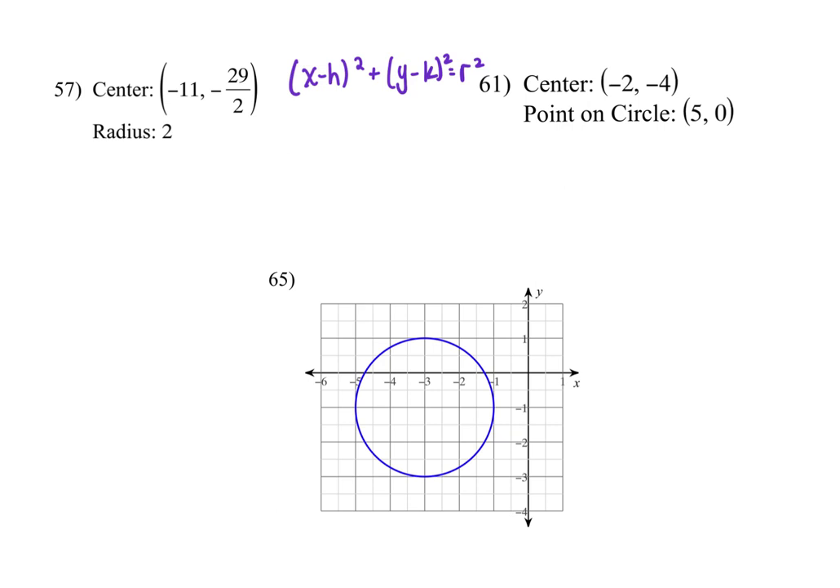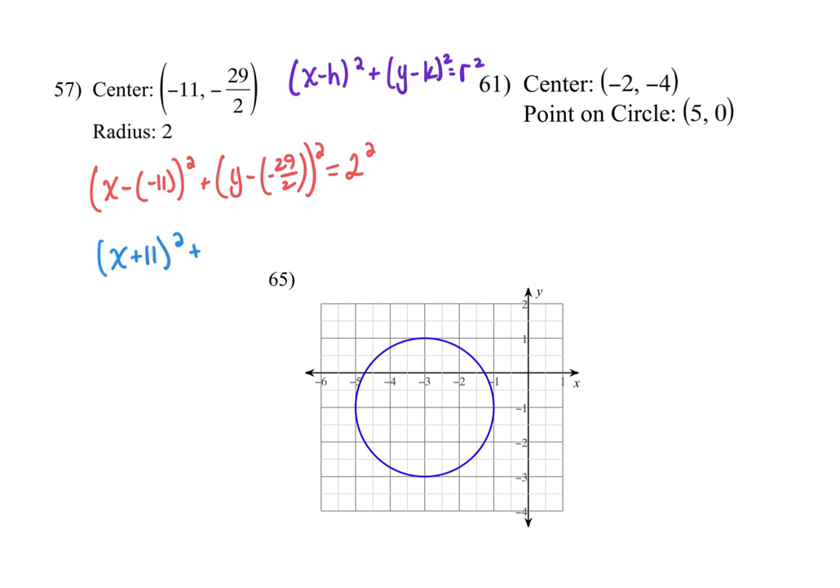So if my center is (-11, -29/2), then I'm going to say (x - -11)² + (y - -29/2)² = r². And then you want to simplify that. Minus a negative, what should that look like? Should look like plus. This is also minus a negative. You leave it just like this. Don't square it. Don't do anything there on the inside of those parentheses. You just simplify it if it's minus a negative.